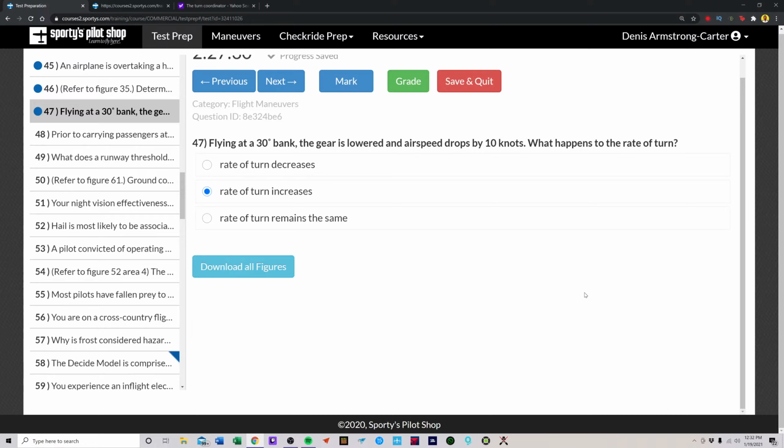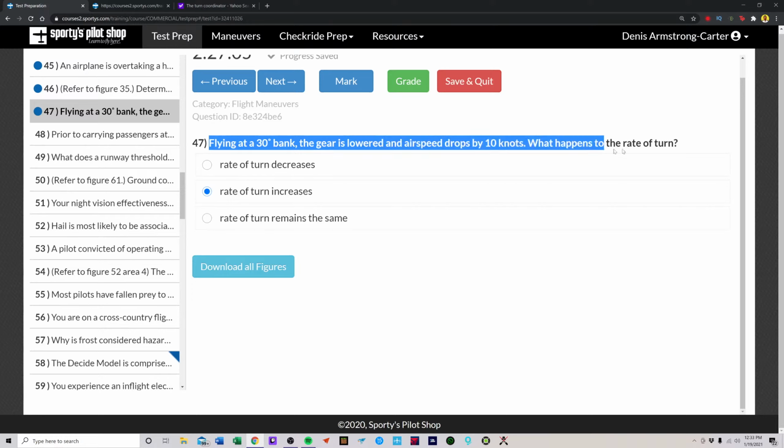because you're going to need to pull back on the yoke to maintain that turn. I mean, you could try to maintain the rate of turn, but it's not going to happen because you have the drag. The drag is going to cause the plane to slow down, which means the rate of turn is going to vary. I mean, it could remain the same.